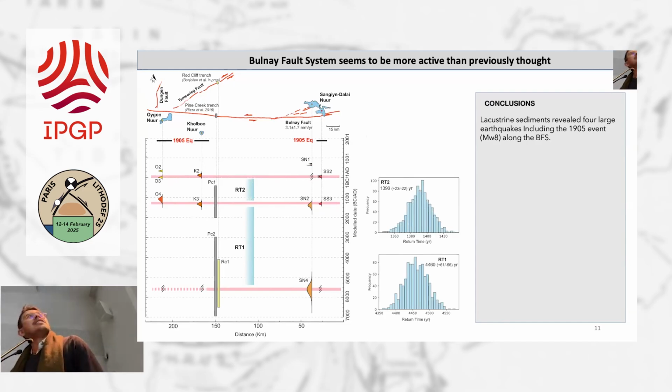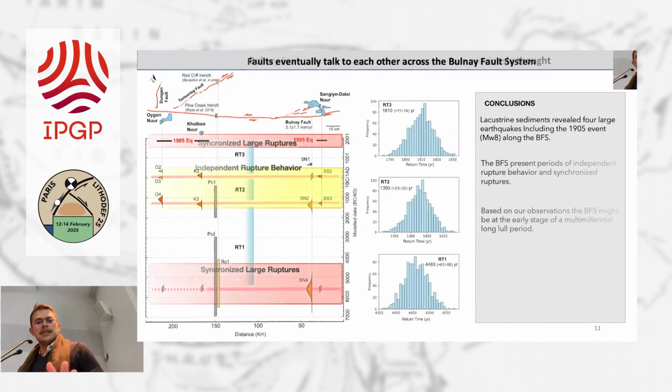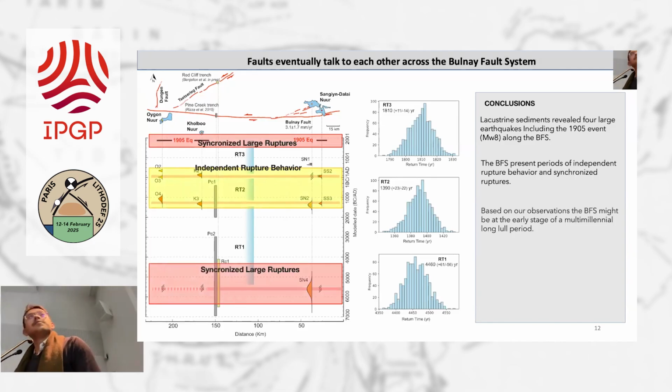1.3 thousand years later, another event occurred along the Bulnay fault, and this one again was observed in all the three lakes. Finally, 1.8 thousand years later, again, we have a huge sequence of earthquakes occurring here in 1905. So we can say something interesting about this fault system: it seems to have periods of independent rupture behavior involving only Bulnay fault, but there are periods in which the faults seem to interact, allowing for a synchronized rupture behavior.